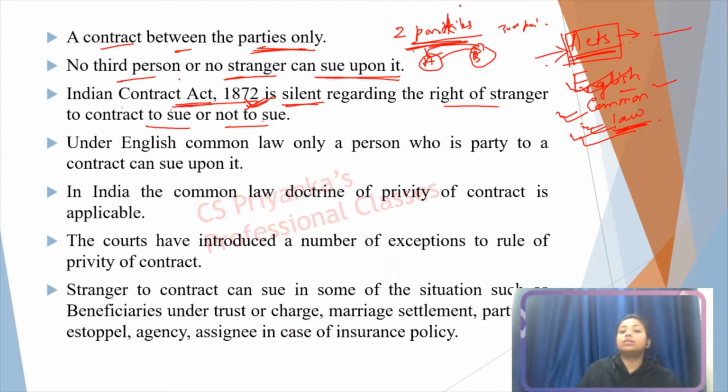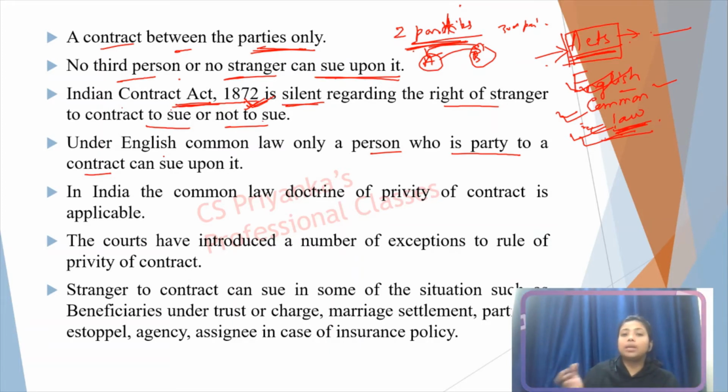Nothing is written in this Act regarding whether a third party or stranger has the right to sue or not. But in English common law, it is written that only a person who is a party to a contract, whose name is written as a party, can sue upon it.